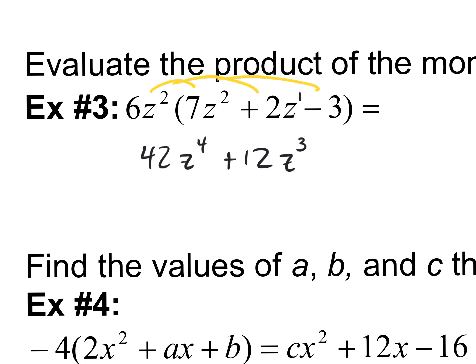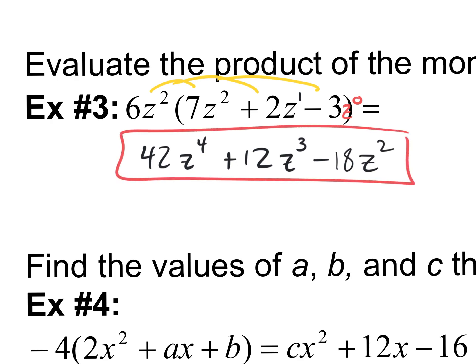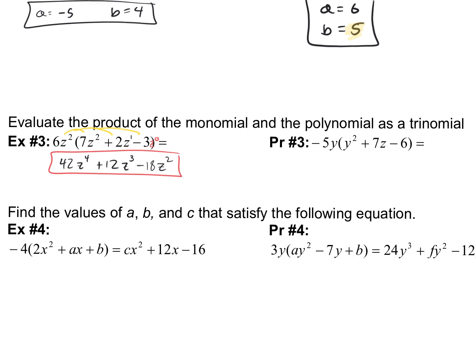And then lastly, we have 6z squared times -3. So 6 times -3 is -18. And then there is no z, so essentially it's like having a z to the 0, right? So 0 plus 2 is still 2. And there is our answer. Boom. All right. So all you're doing is distributing to every term.